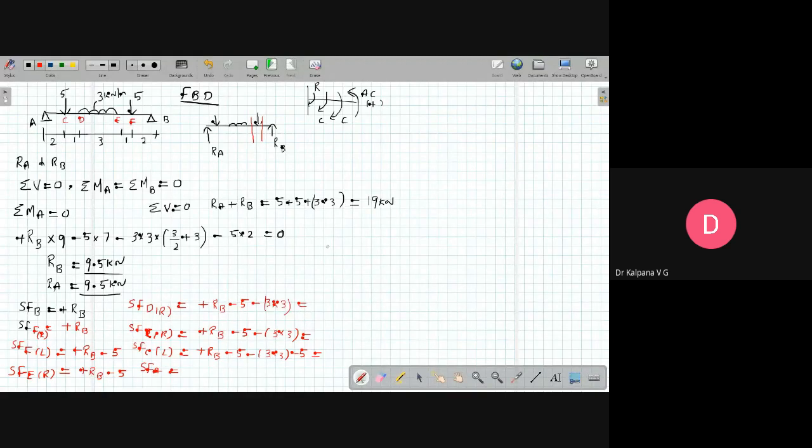Now we will do the calculation of bending moment. Moment at B, as you know, since it is a simple support, is equal to 0, as well as moment at A is 0. So moment at F equals RB into 2 meters, and is it positive or negative? Positive. To the right of the section, anticlockwise is positive. And moment at E?